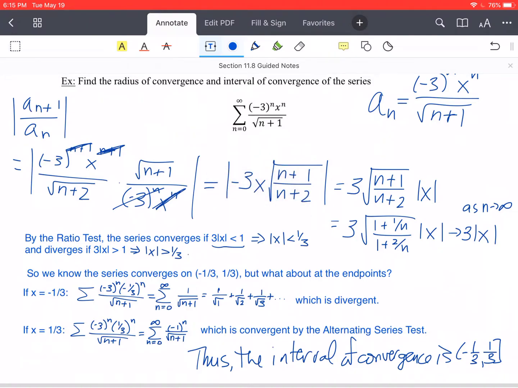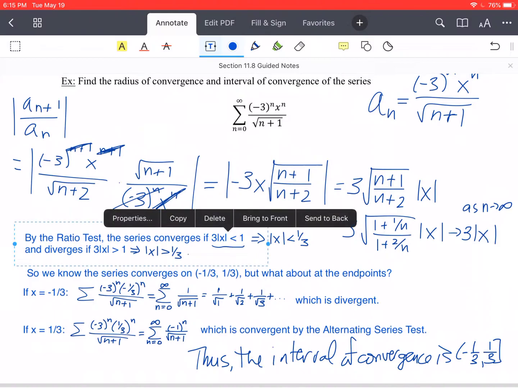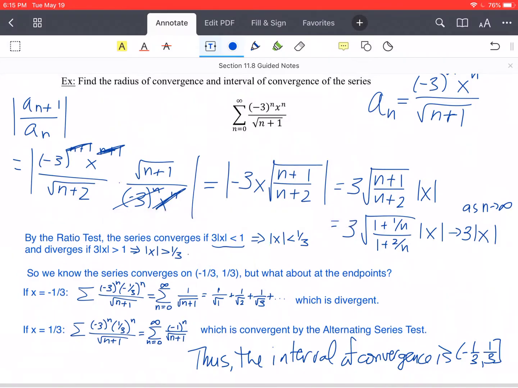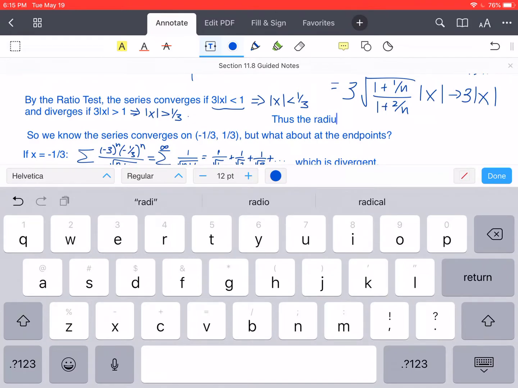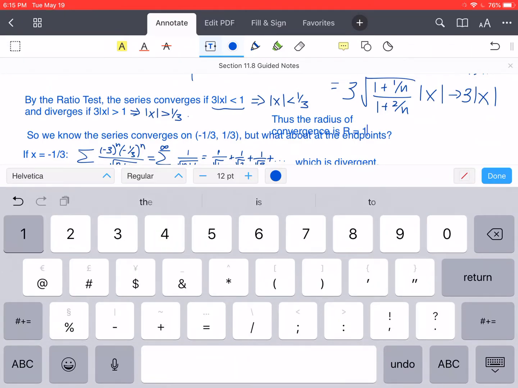Yeah, so we saw right here the series converges if the absolute value of x is less than 1/3. What that tells us is that the radius of convergence is 1/3. Okay, so thus the radius of convergence is R equals 1/3.